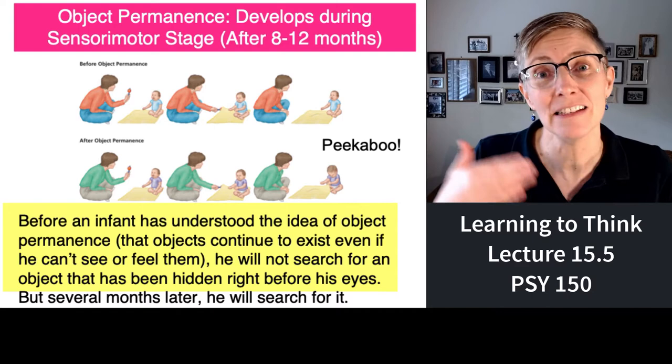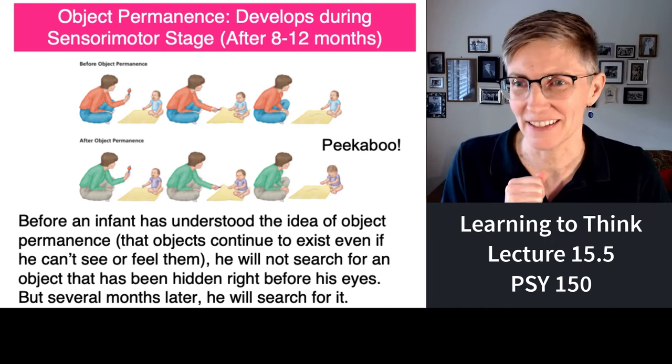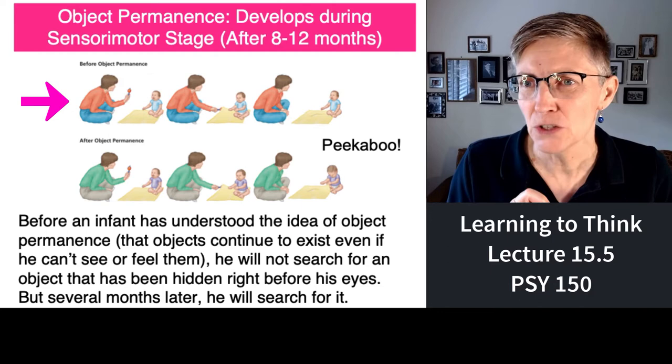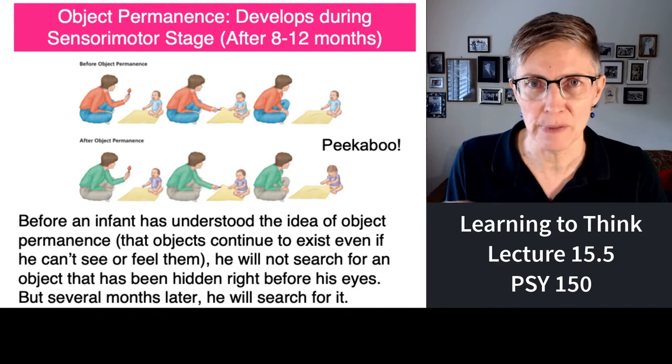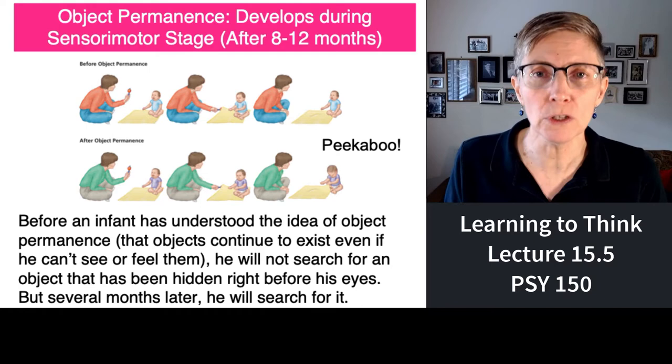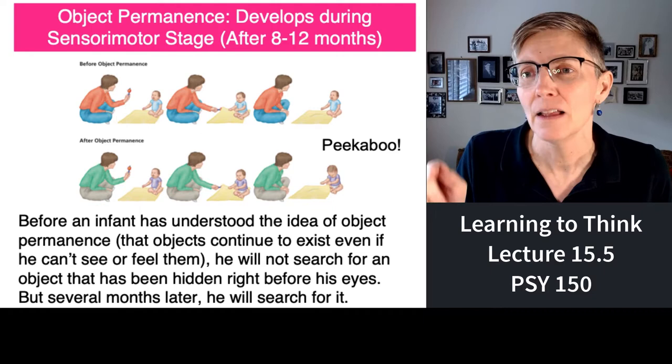So how do we know this exists? Well, in the top set of pictures right there, you see a woman with a toy, and she hides the toy under the baby's blanket. And what's the baby's reaction? Nothing. Because why would you look for a toy if it's disappeared, right? I don't see it, so therefore it doesn't exist. Now, that's a baby who does not have object permanence yet.